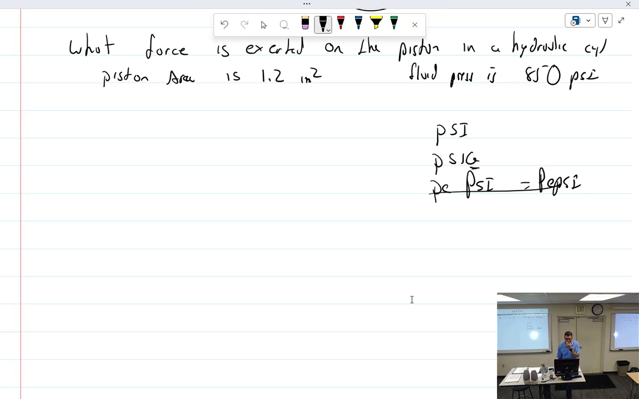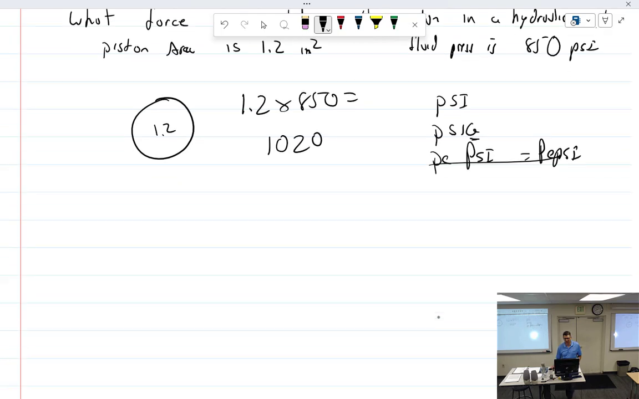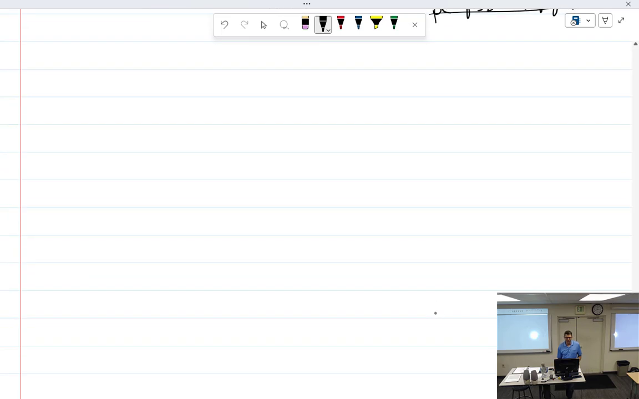Okay. Multiply 850 by 1.2. So the piston area is 1.2 inches, and if there's 850 on every single one of those inches, it is 850 times 1.2. 1.2 times 850 equals 1020 pounds of force.